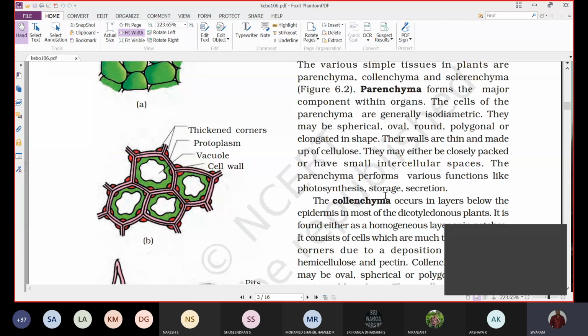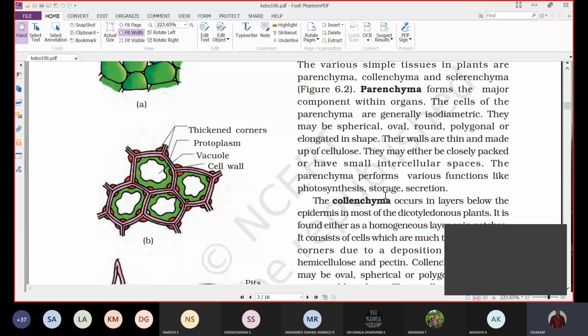And some parenchyma will store air; such parenchyma we call aerenchyma. This aerenchyma is observed in aquatic plants, which helps the aquatic plants to float in the water or on the surface of water.